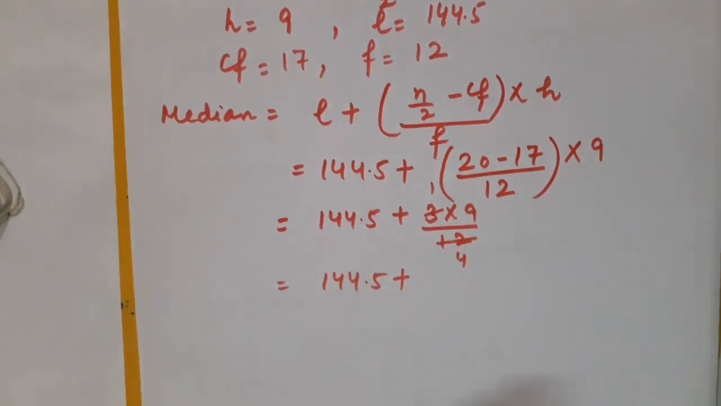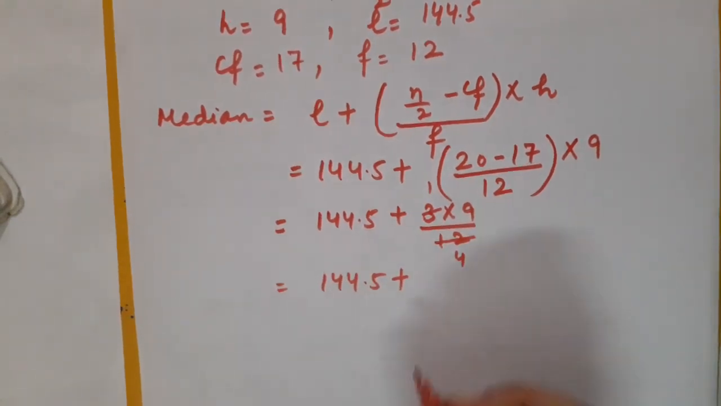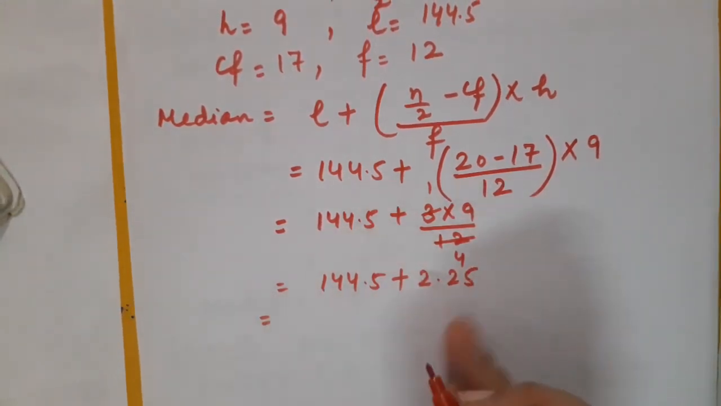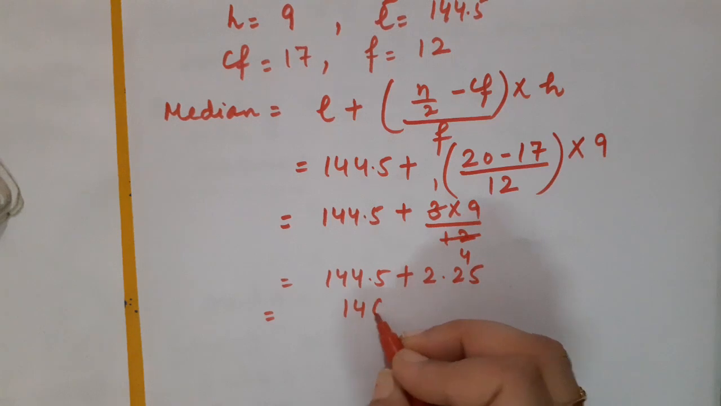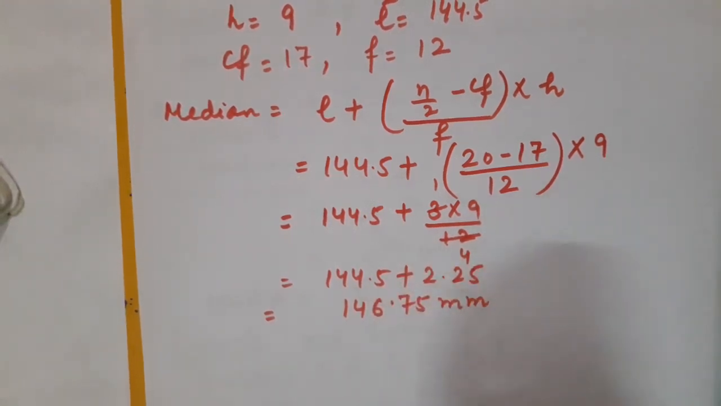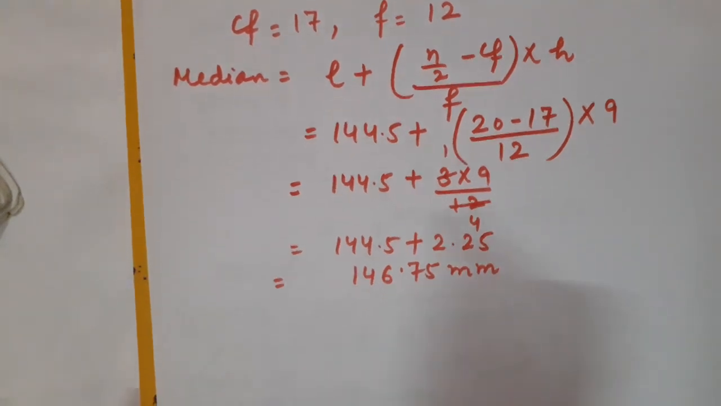144.5 plus 9 by 4, that is 2.25, we are going to add. Let us add them. After adding, you will be getting 146.75 mm. So this is the median length of the leaf.